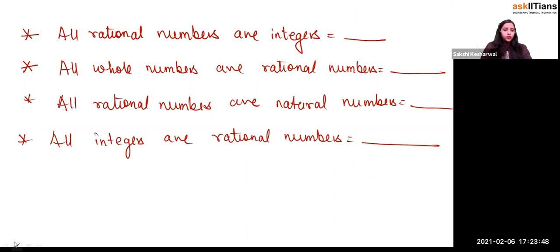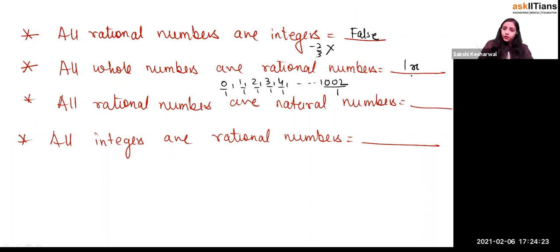So how are we going to do it? Let's see. It says all rational numbers are integers. Let me take -2/3. Is it an integer? No, it's not. So this is false. Now, can I say that whole numbers are rational numbers? Yes. Either I write 0, 1, 2, 3, 4, or 1002, they can be written as upon 1. So these are rational numbers. So yes, this is true.